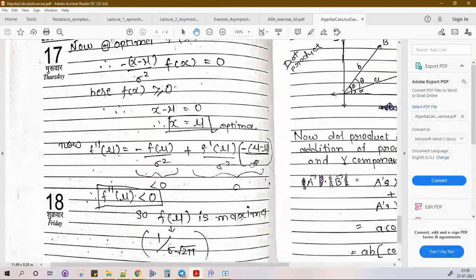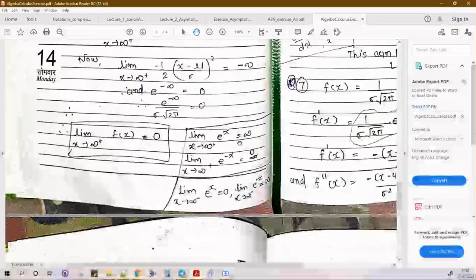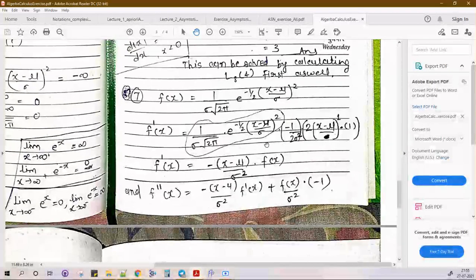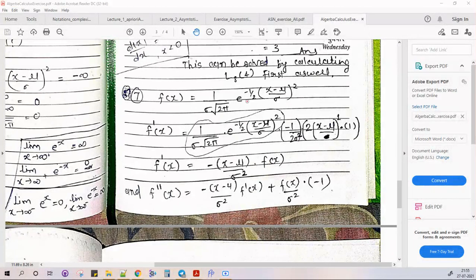Question number 7. So we have this function, right? Just concentrate now, because we have so many things, so many characters. To find the minima and maxima, just take the first differentiation, equate it with 0, then find the second differentiation, correct? If I take the first differentiation, this is the constant 1 upon sigma root 2 pi, so I just put it as it is.